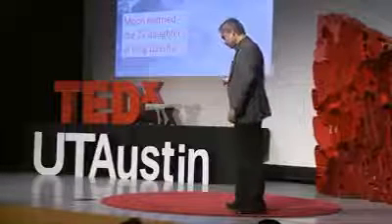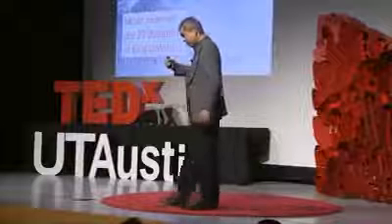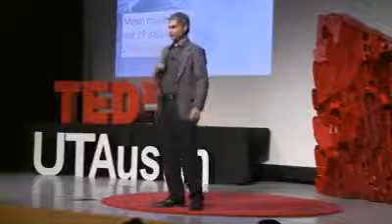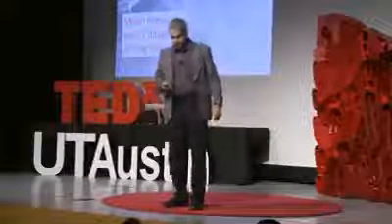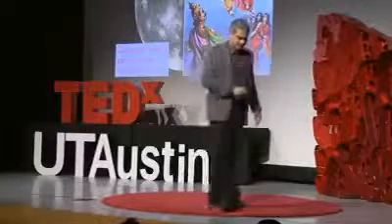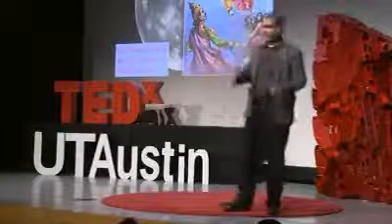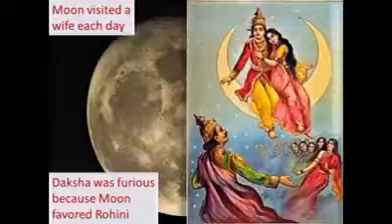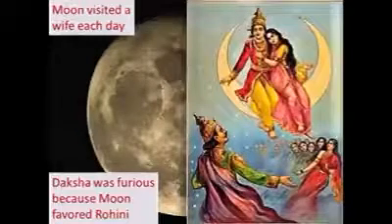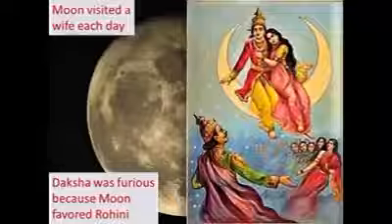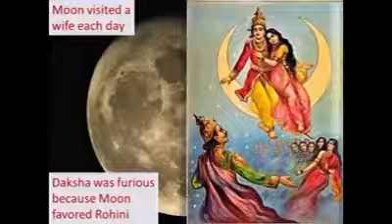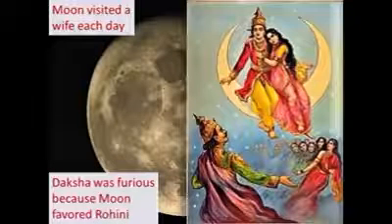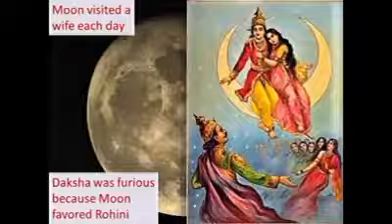So the story goes that each day the moon would visit one of his wives. However, his father-in-law, King Daksha, got word that the moon favors one of his wives called Rohini much more than the other wives. And he was furious with his son-in-law. How could he treat his daughters not equally?